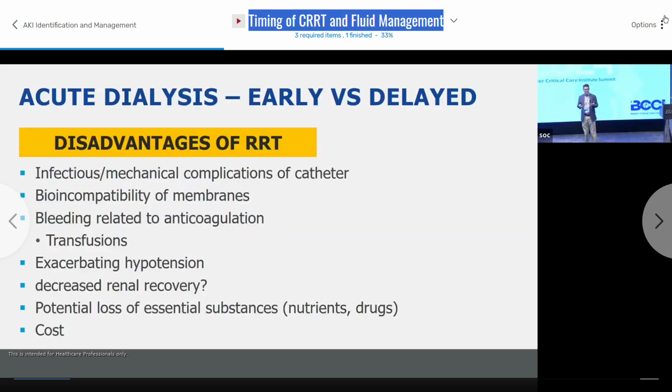Biocompatibility of membranes. We do have membrane reactions still. You get bleeding issues, anticoagulation issues, transfusions, drug losses, nutrient losses, cost. All of these are important considerations. The most important are probably the ones I've highlighted in blue here. Let me move on to the next slide. I don't know why it's not going forward.